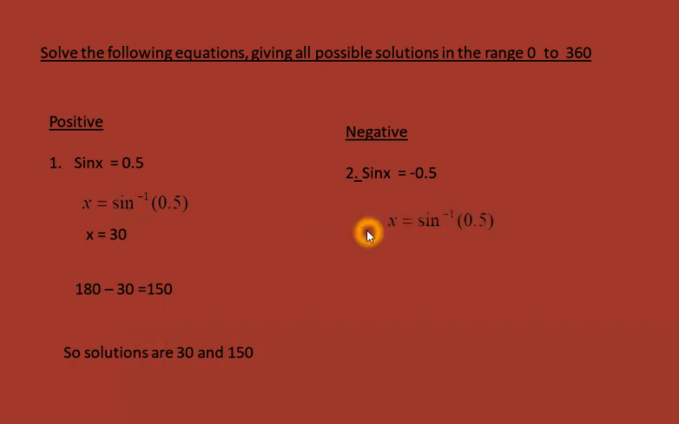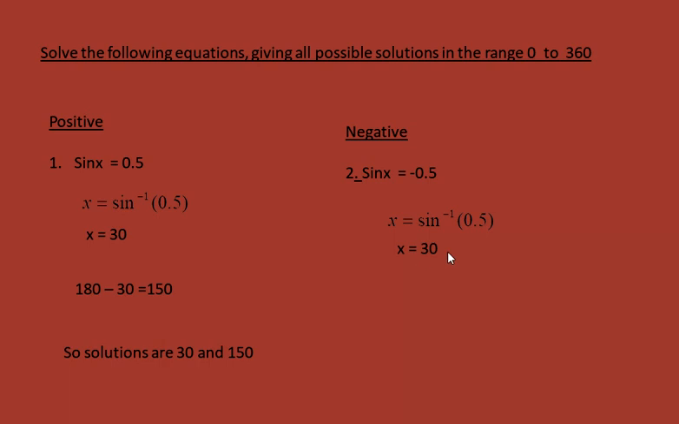The other case is when the right-hand side value is negative 0.5. In the negative case, you have to follow the same procedure. First you have to find x is equal to sin inverse of 0.5, not negative 0.5. Don't use negative 0.5. First check sin inverse of positive 0.5. That time you will get one value for x, that is x equal to 30.